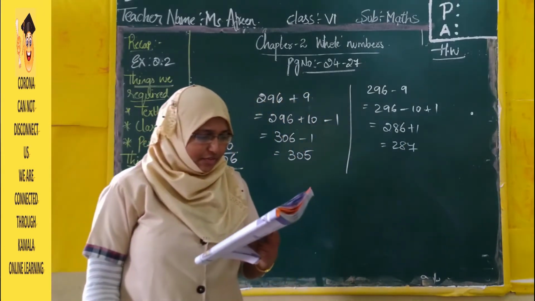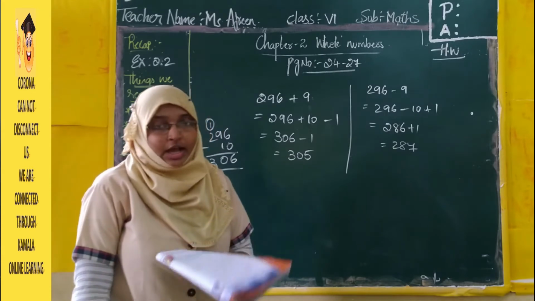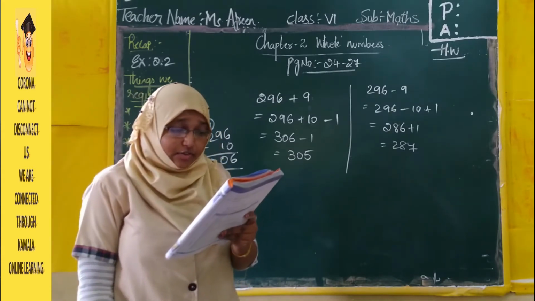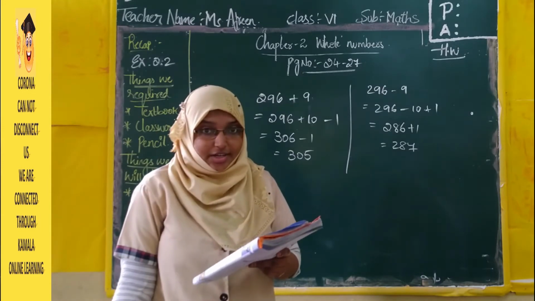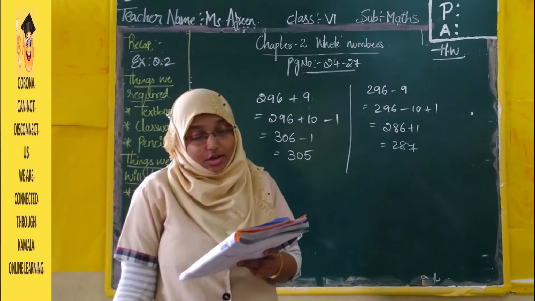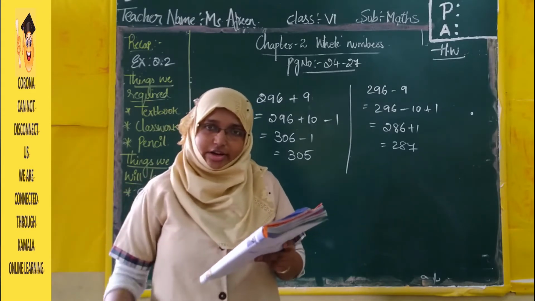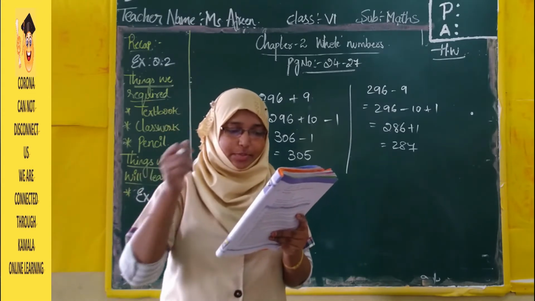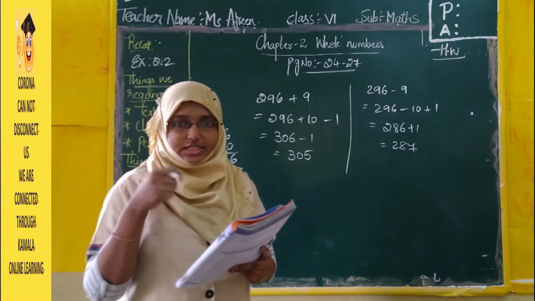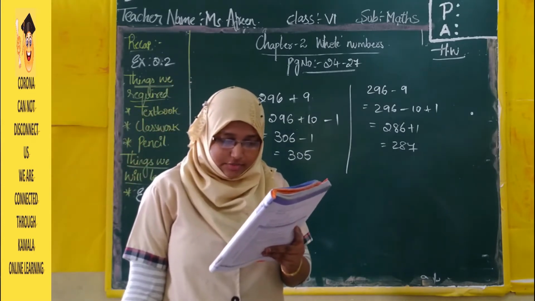Similarly, they have given many examples for 99. 99 means we can do 100 minus 1, right? Whereas 999 we can do 1000 minus 1. 9999 means we can do 10,000 minus 1. So on, right? We can follow this by using 10, 100 and 1000. By using this pattern, we can solve our problem.